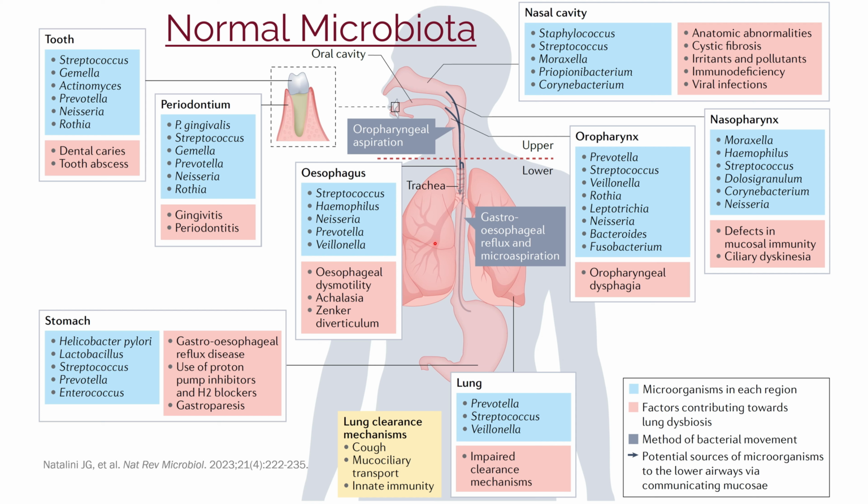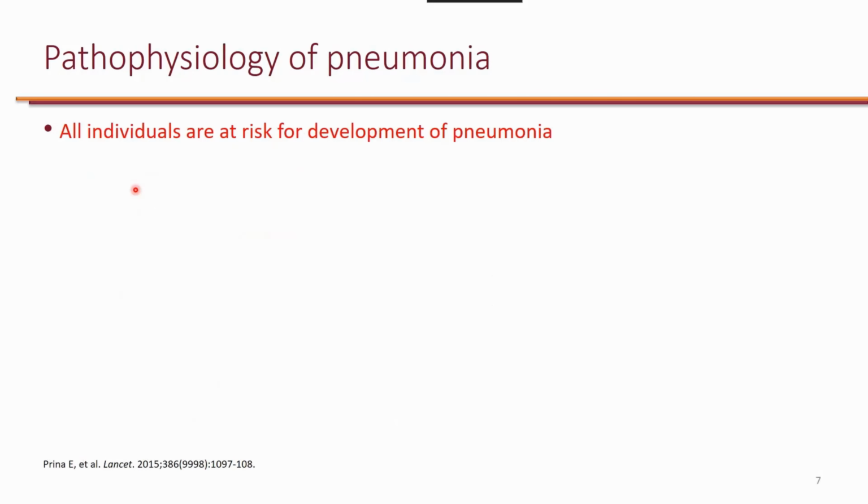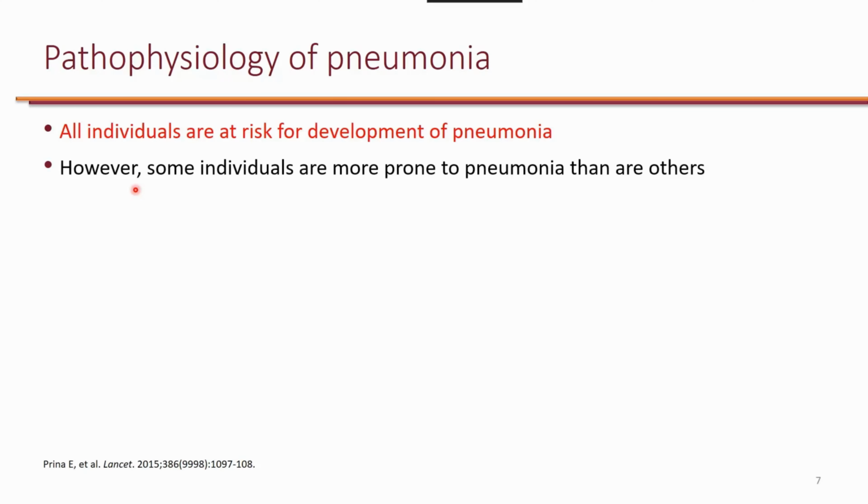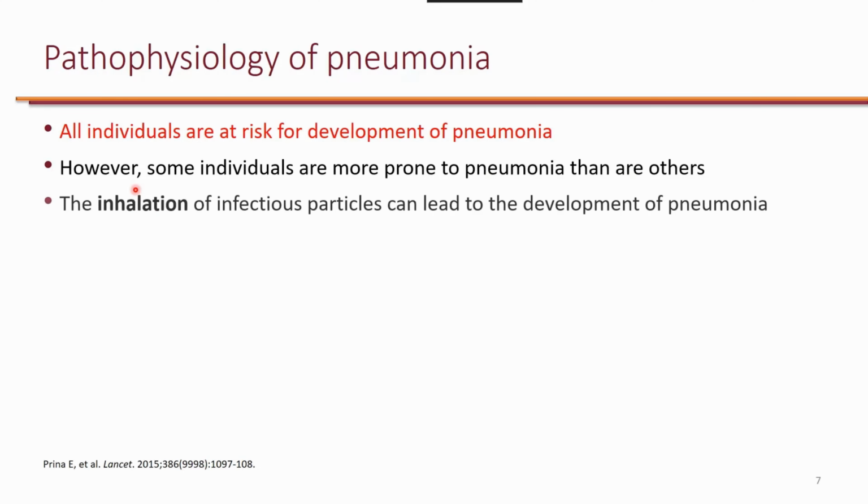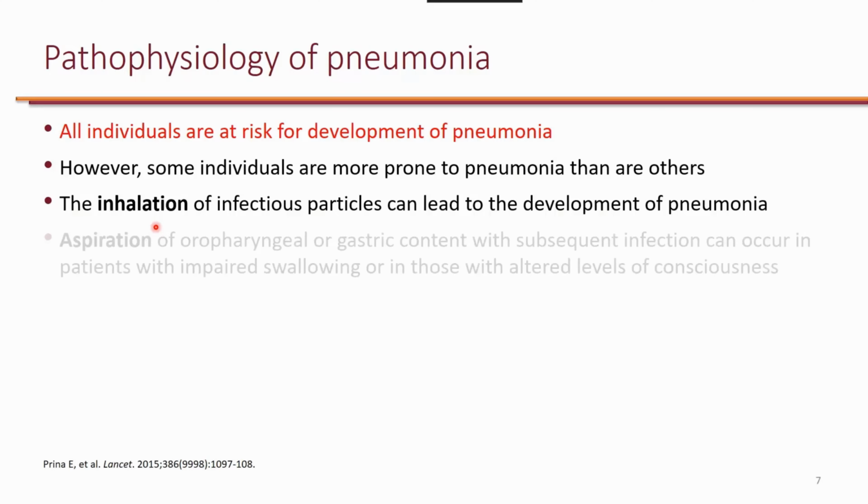And that explains why certain individuals are at higher risk of developing lower respiratory tract infections. It is important to note that all individuals are at risk for development of pneumonia. Now, some individuals have higher risk of getting pneumonia. There are different ways of getting pneumonia. Inhalation is the most common route. Inhalation of infectious particle is the primary route that leads to development of pneumonia.